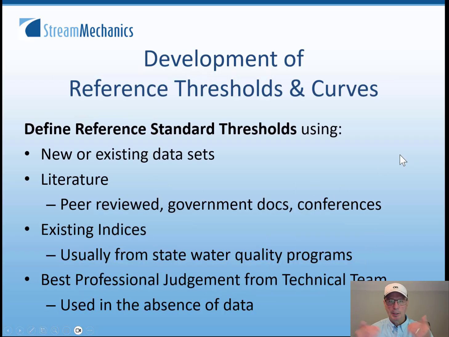So we have a bit of a process we follow for making that decision. Really, the decision making is in the thresholds. Where are we going to set thresholds? And we get that information from either new or existing data sets, from the literature, which could be peer-reviewed, government documents, conferences, existing indices, like water quality programs, and then best professional judgment from the technical team. We use this if we don't have data, so sometimes that is the case. I'm going to walk you through examples of each of these.